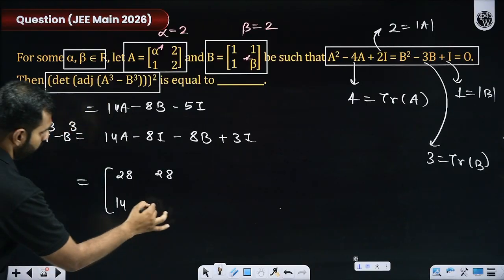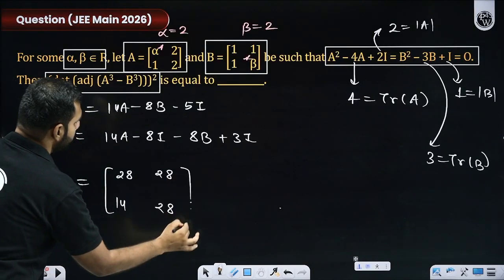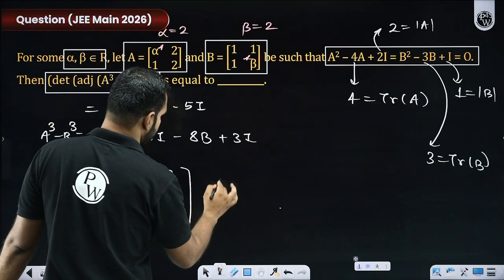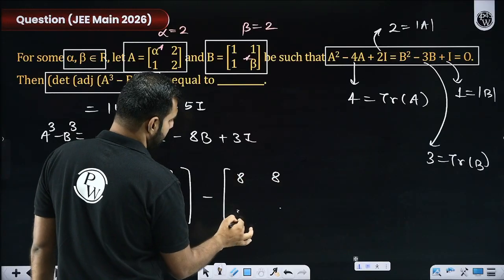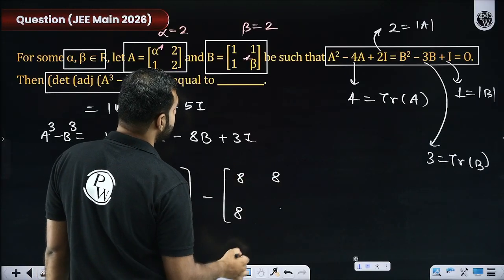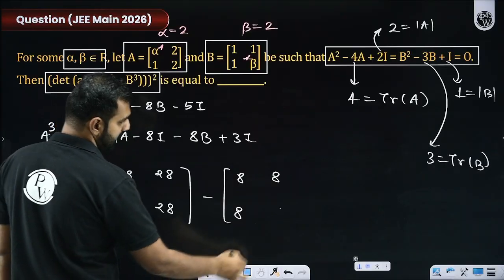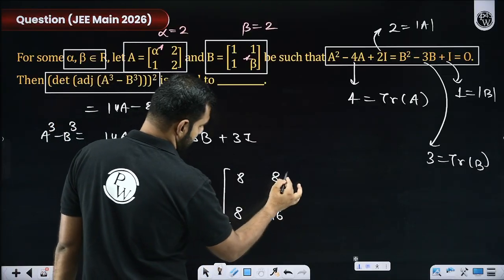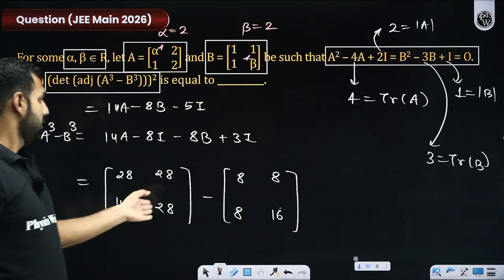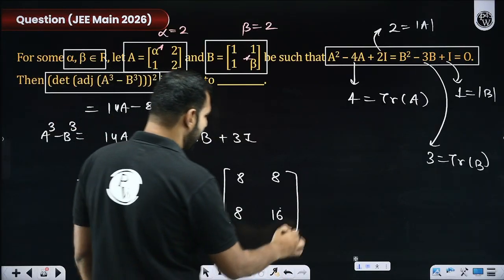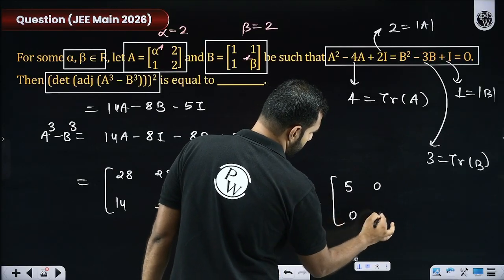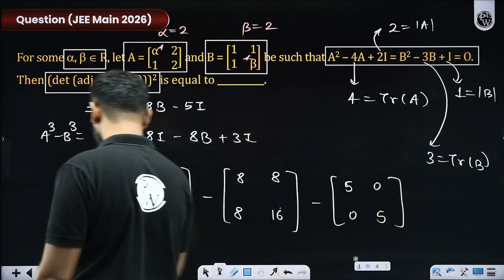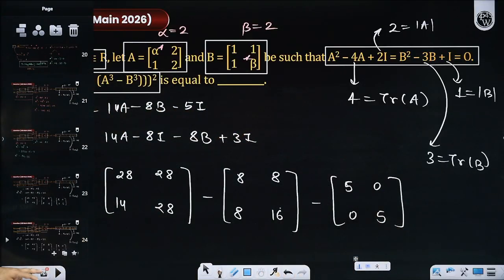And this is 14 into 2, again 28. That is 14a. Then I'm writing minus 8b. So minus 8b will look like 8, 8, 8. And then beta is 2. So 2 into 8, that is 16. Plus 16, yes. Then minus 5i. So minus 5i, I hope I need not tell you. Correct me if I'm wrong. Everybody got this? Or do you need further explanation of it?